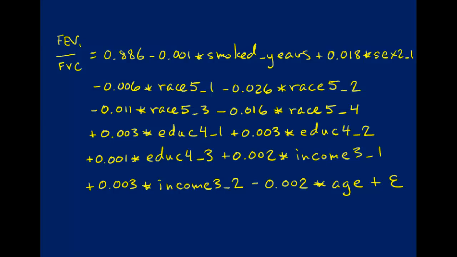Okay, here is our entire model. And you remember we created a model with undetermined beta parameters. We had a beta 0 here plus beta 1 times the number of years they smoked, plus beta 2 times their sex, plus beta 3 times the race dummy variable, the first or the second race category, and so on. And then we had an error at the end.